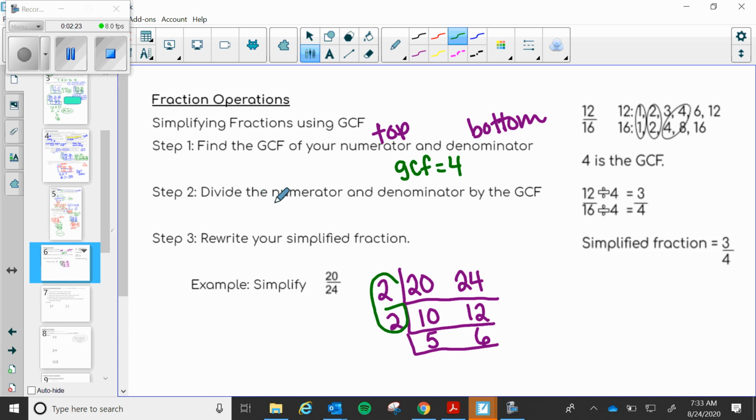Now let's move on to step 2. Divide the numerator and denominator by the GCF. So if you look over here, you see how we do that, right? You set up your fraction. I'm going to rewrite it over here so I have a little bit more room. And you're going to divide the top and the bottom by the GCF. So in this case, it's 4. Divide by 4, divide by 4. 20 divided by 4 is 5. 24 divided by 4 is 6. So this is now our simplified fraction.